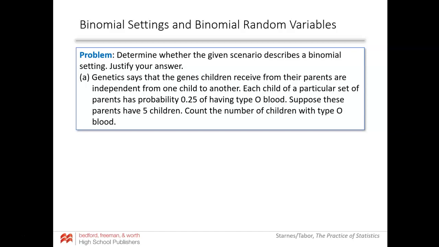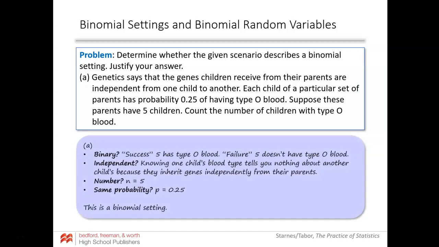Genetics says that the genes children receive from their parents are independent from one child to another. Each child of a particular set of parents has a probability of 0.25 of having type O blood. Suppose these parents have 5 children. Count the number of children with type O blood. So B, is it binary? And the answer is yes, because we would be calling type O blood a success for this setting, and then not having type O blood a failure. I know there's other types of blood, but all we're measuring here is, is it type O or is it not?